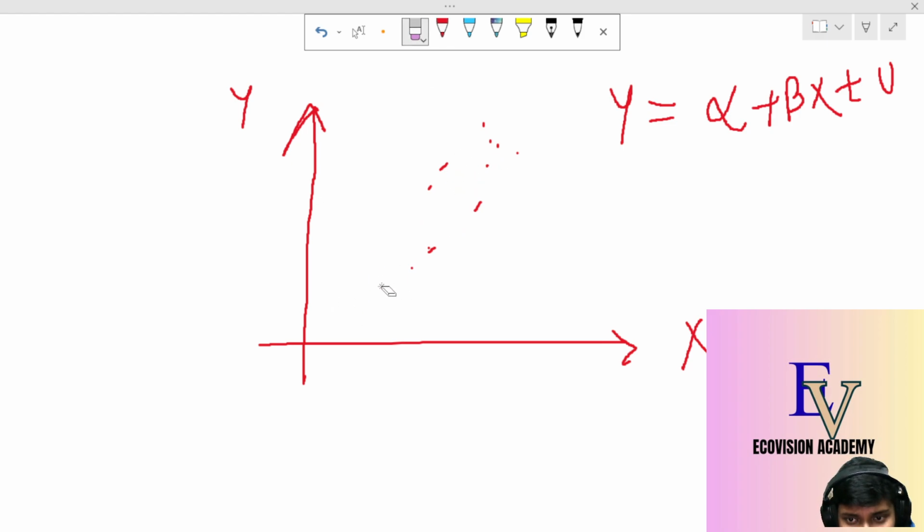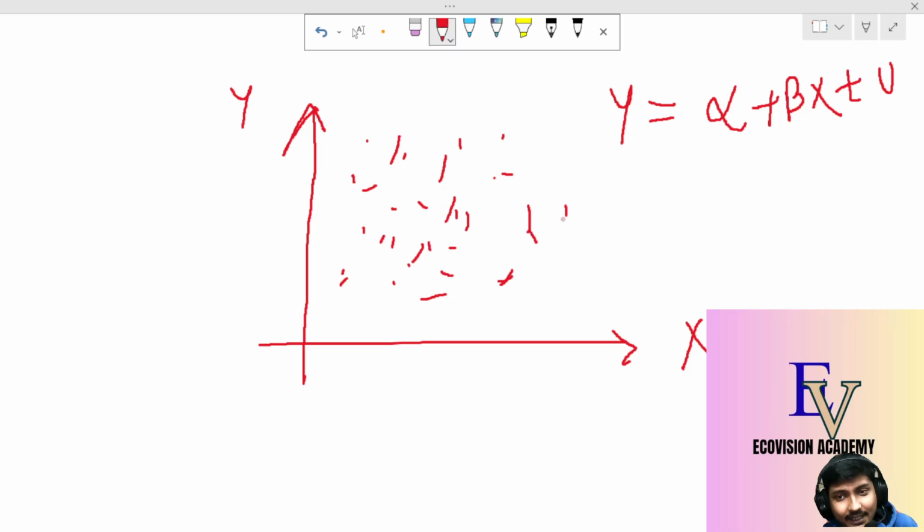what if your scatter plot doesn't look like this, and your scatter plot looks like this? Can you say that there is a linear regression or not? You cannot say that. You can never say that.